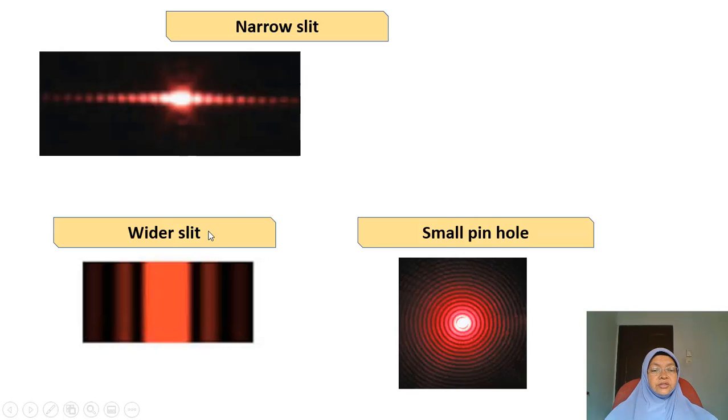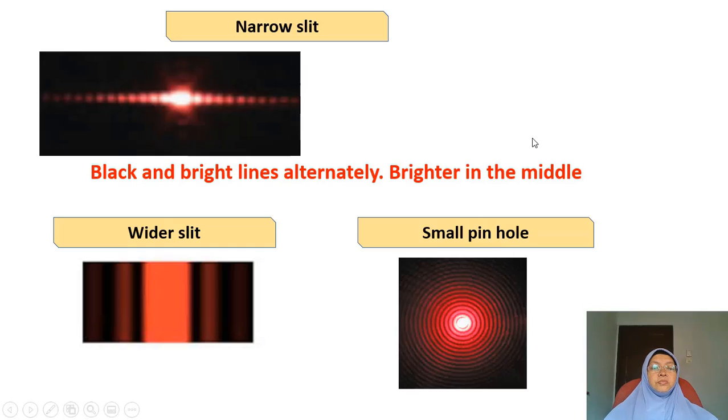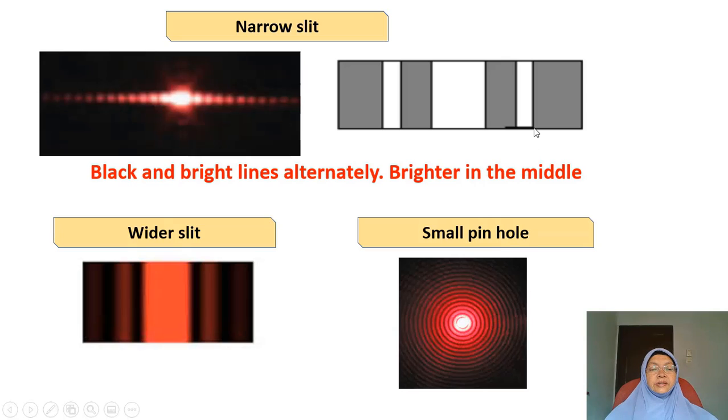So this is for wider slits, and here is a small pinhole. Okay. So black and bright lines alternately, brighter in the middle. So this is what we can draw. If the question asks you to draw, this is the image of the diffracted light wave.